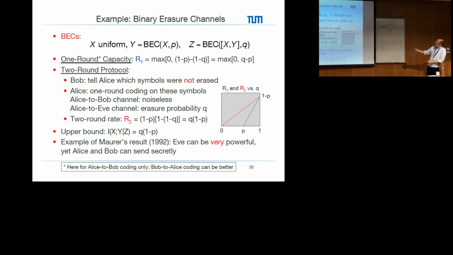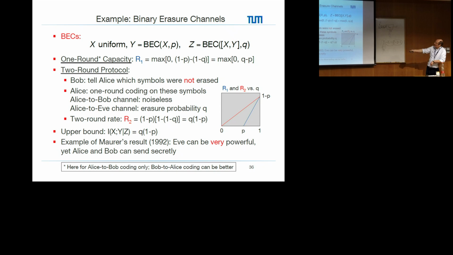Then it turns out it's not too hard to compute the one-round capacity from Alice to Bob. If you code from Alice to Bob, you get the difference of mutual informations. Alice to Bob is 1 minus P, and then Alice to Eve turns out to be 1 minus Q, so you get Q minus P. I've drawn that here. So this is R1.